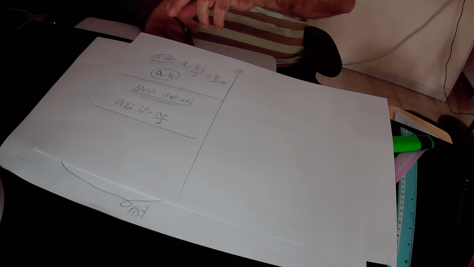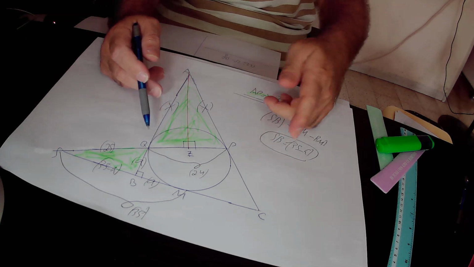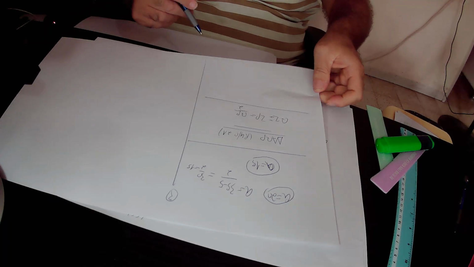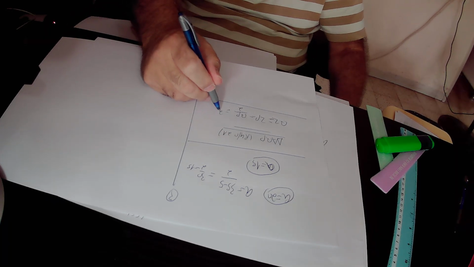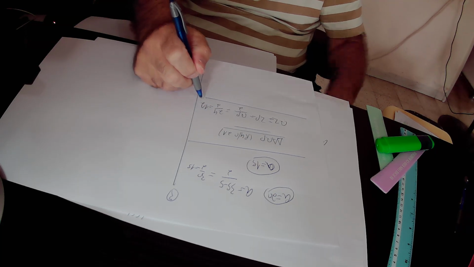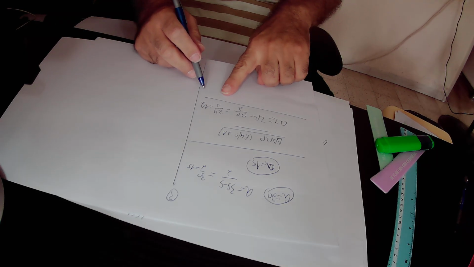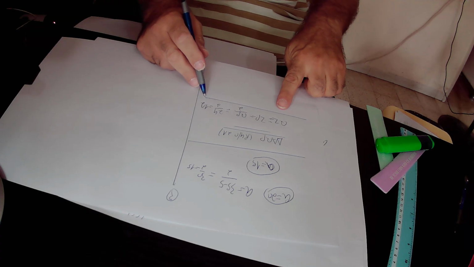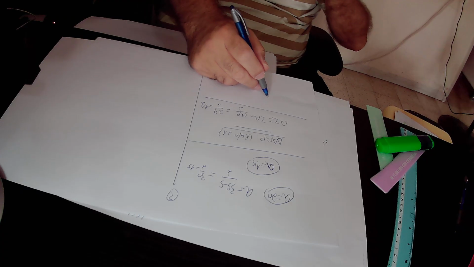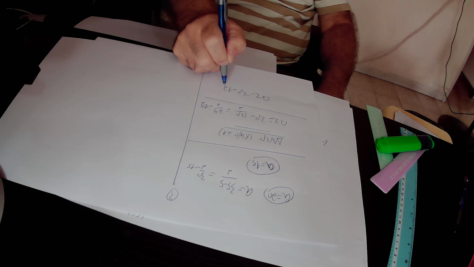In this equation, QP is 24, therefore QP over 2 is 24 over 2, and 24 over 2 is 12. And from this equation, QZ equals ZP equals QP over 2 equals 24 over 2 equals 12. We found that QZ equals ZP equals 12.